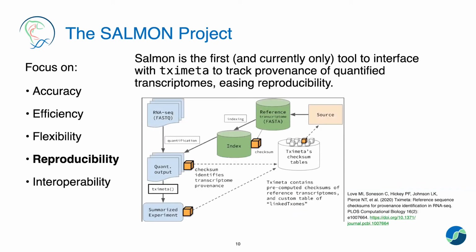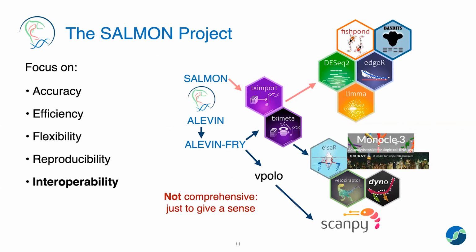Okay. Salmon's integrated in a number of workflows that enable reproducibility. Here's an example of a workflow or a system that enables reproducibility by tracking where your quantified transcripts and results came from. And Salmon is the first and currently only quantification tool in this system. And there's a huge amount of downstream packages that quantification with Salmon feeds into, a number of which are supported by the CZI or others.